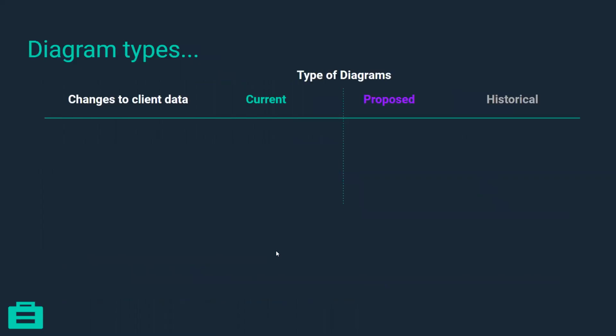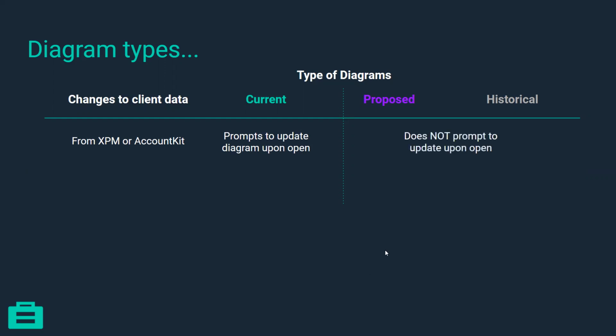So in terms of diagram types, we've got current, proposed, and historical. With current diagrams, if there are any changes to client data within Xero Practice Manager or AccountKit, it prompts to update the diagram upon open. So if I've made a change and we notice the change since the last time you opened the diagram, then we'll ask if you want us to update that. Whereas on a proposed or historical diagram, we don't get prompted. This is just showing either a proposal for something in the future or something that's happened in the past. So we don't want to prompt for changes within those.